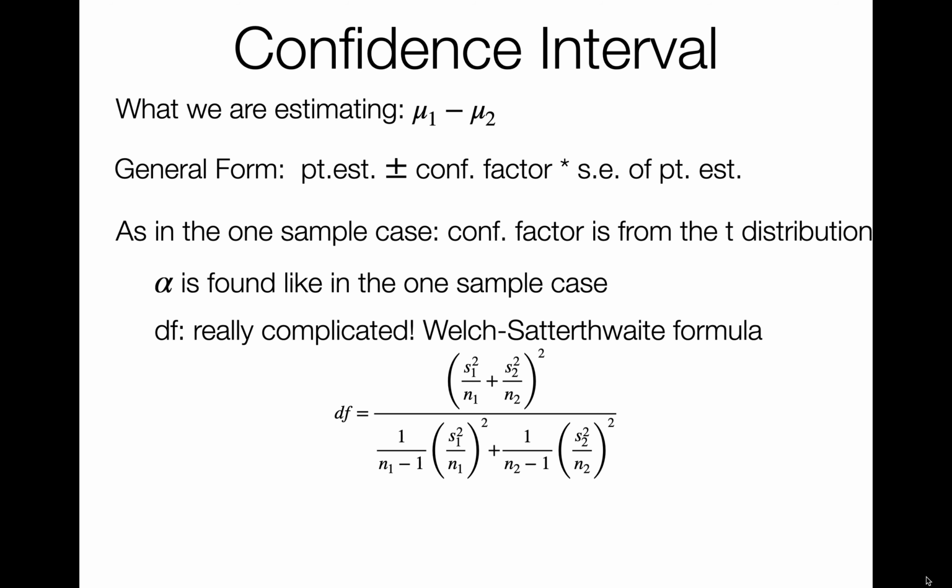And so now we know that the confidence factor is formed just like before, just like in the one sample case for means, but now the degrees of freedom is really hard to calculate. And so we get our confidence interval, which is just as you would think. It's the same as that general form up there, but everything's substituted in.